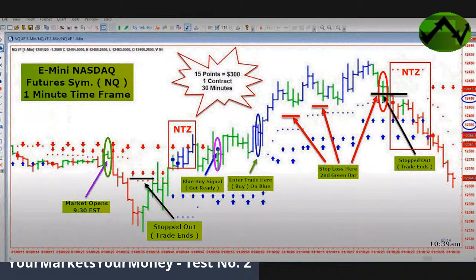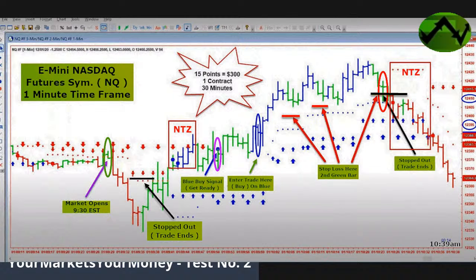On right here, this is a no trade zone, or NTZ. When you have opposing colors, you do not trade. You stay out. That keeps you safe. Okay. On this one here, you have a buy signal. A blue buy signal. You have a blue dot, but the bar is green. So I'm not going to take that trade right now.